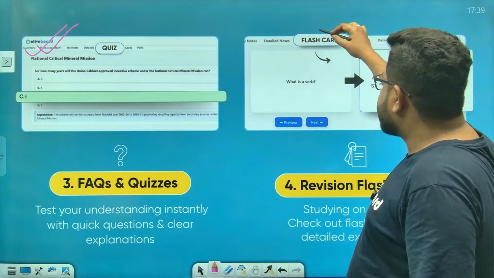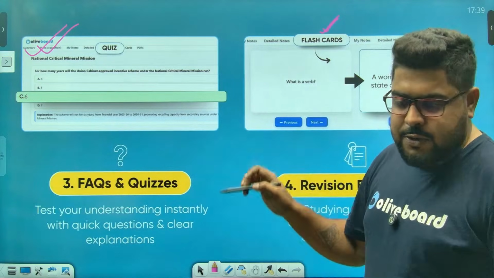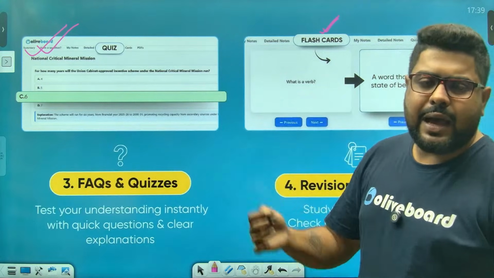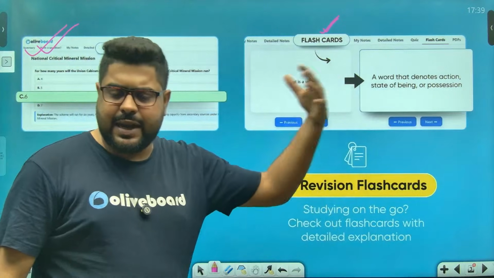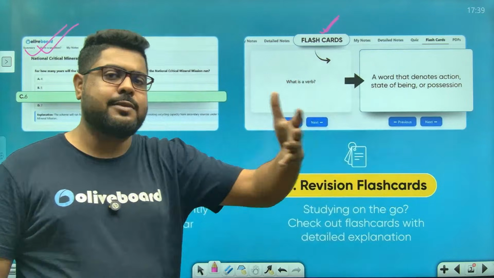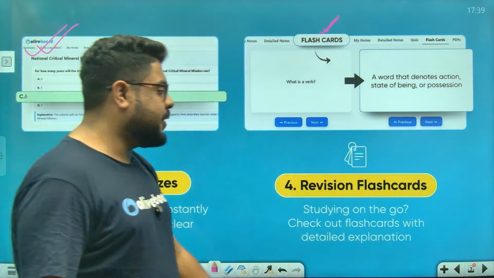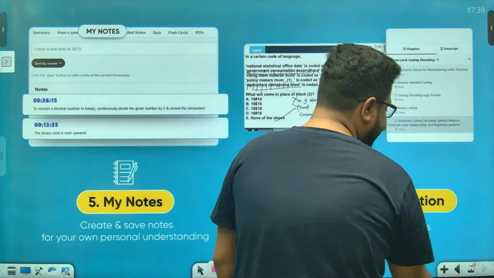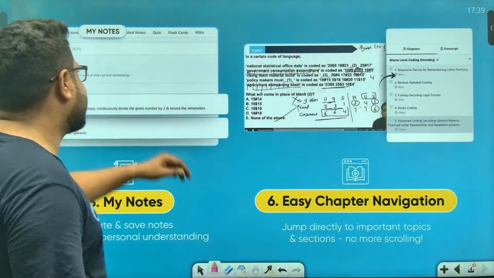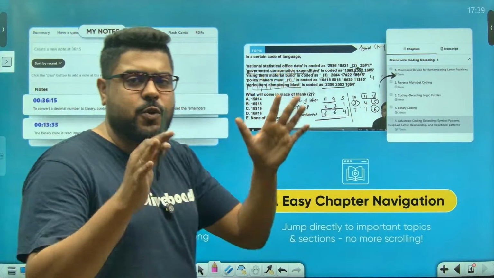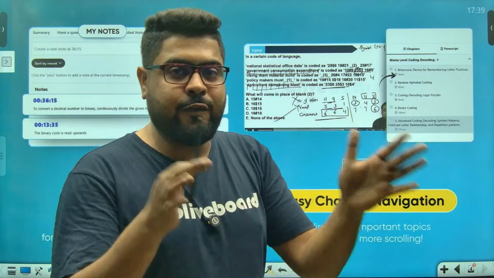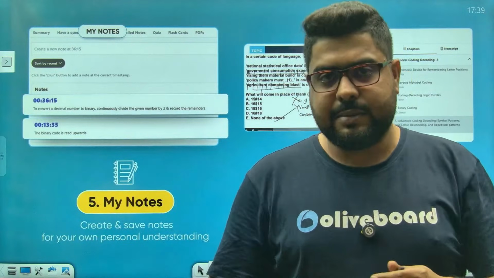Now, flashcards, if you are more innovative, you can use these things. These innovative things make the class engaging and also help us remember some things which are rather boring. Also, you can save those things in your My Notes. You can customize your note section and save whatever you feel is important for your personal liking.